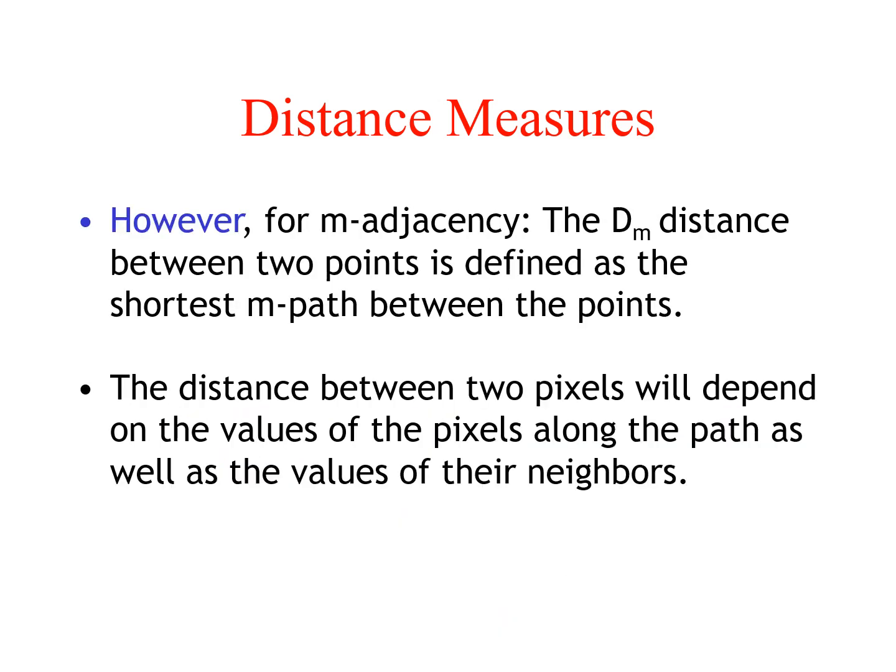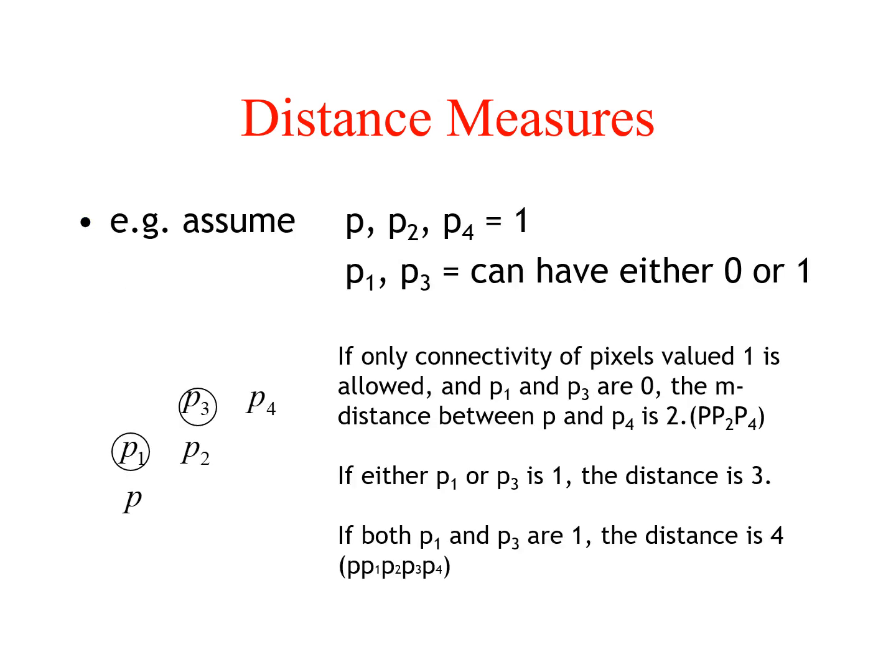However, for m-adjacency, that is the Dm distance between two points, we always consider the shortest path between the points. So the distance between two pixels will depend on the values of the pixels along the path as well as the values of their neighbors. So in Dm distance we are going to consider the neighborhood, but in D4 and D8 we are not considering the neighborhood.